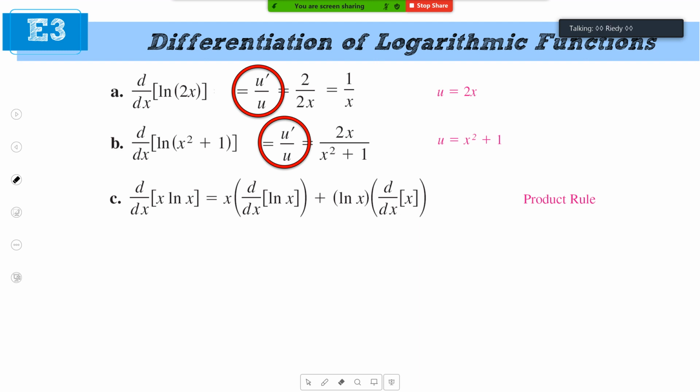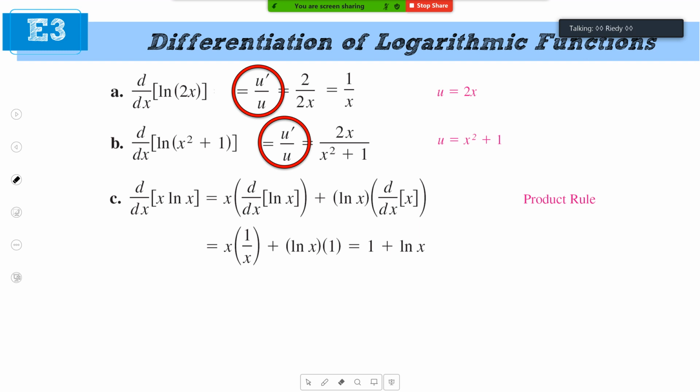We can throw in a product rule. This is fun. Now, this is not the derivative of a natural log. This is the derivative of a function involving a natural log, so it has to be done as a product rule. The first times the derivative of the second plus the second times the derivative of the first. And we know what the derivative of a natural log of x is. That's 1 over x. So we get that along with the simplifying.